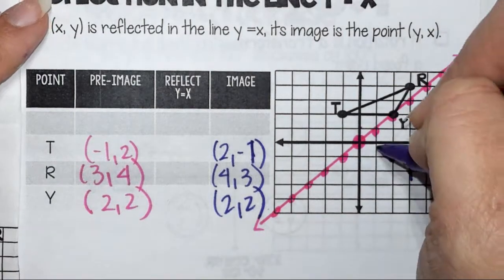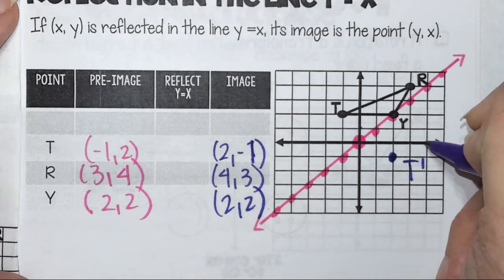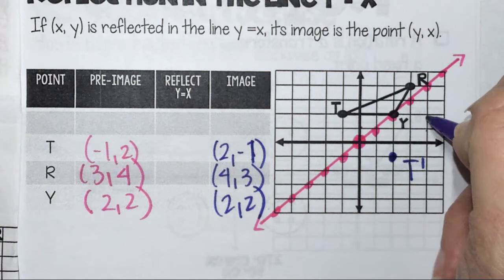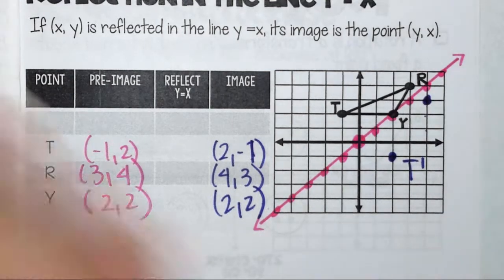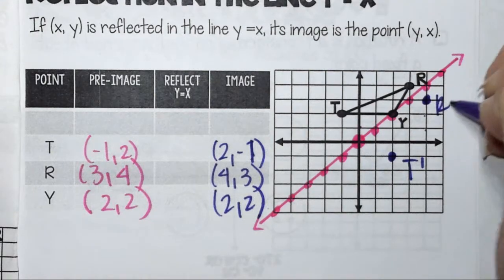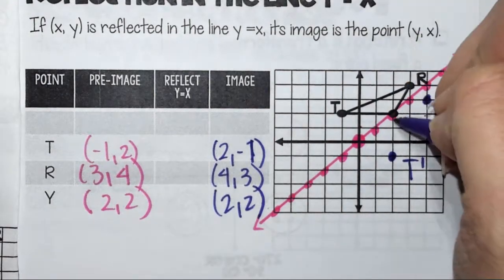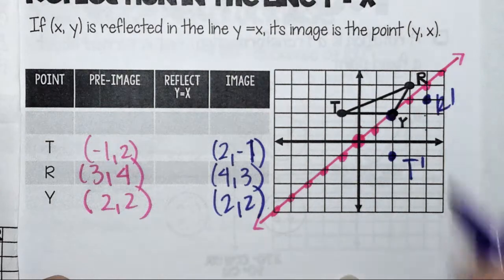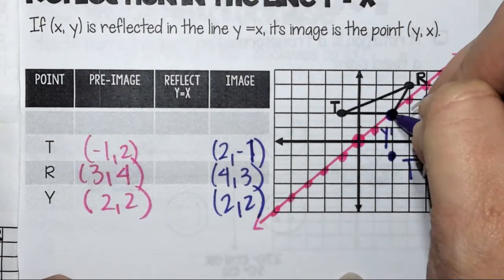All right, so then you go right 1, 2, 3, 4, down, up 1, 2, 3. And instead of r, what does that become? R prime. Awesome. And then 2, 2 stays the same, but what does it become now? Y prime.